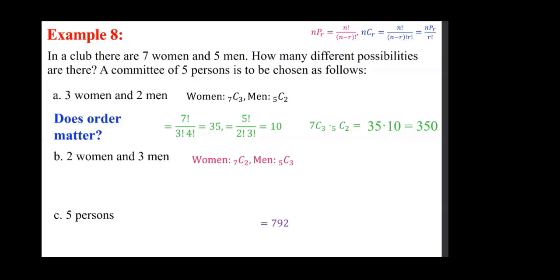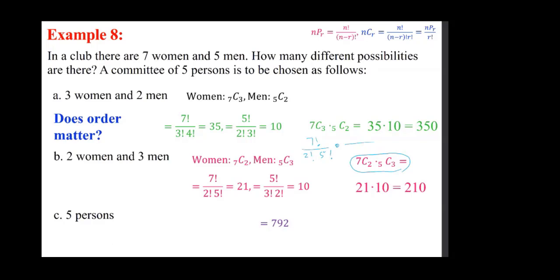The first one is 7 factorial over 2 factorial times 5 factorial. And for men it would be 5 factorial over 3 factorial times 2 factorial. And we simplify. We multiply them, and we end up with 210. By the way, one way to do that, you can say for this one, 7 factorial over 2 factorial, 5 factorial. Then this is 5 factorial over 3 factorial, 2 factorial.